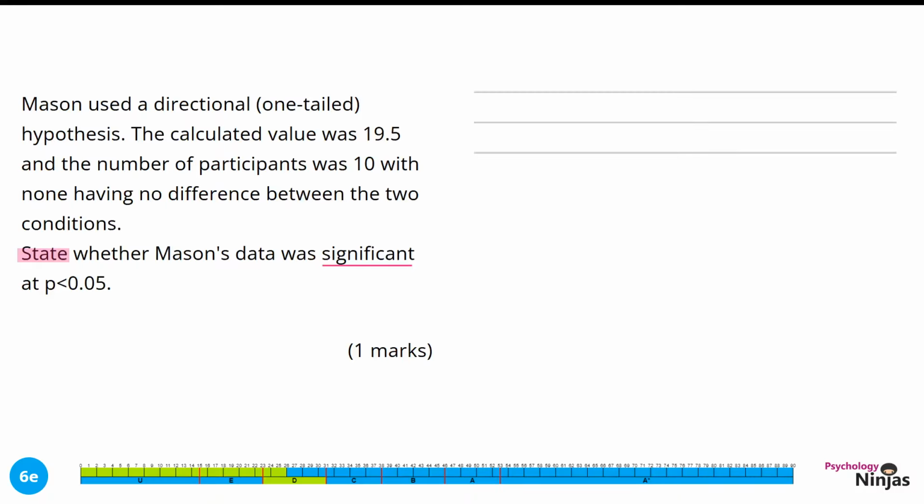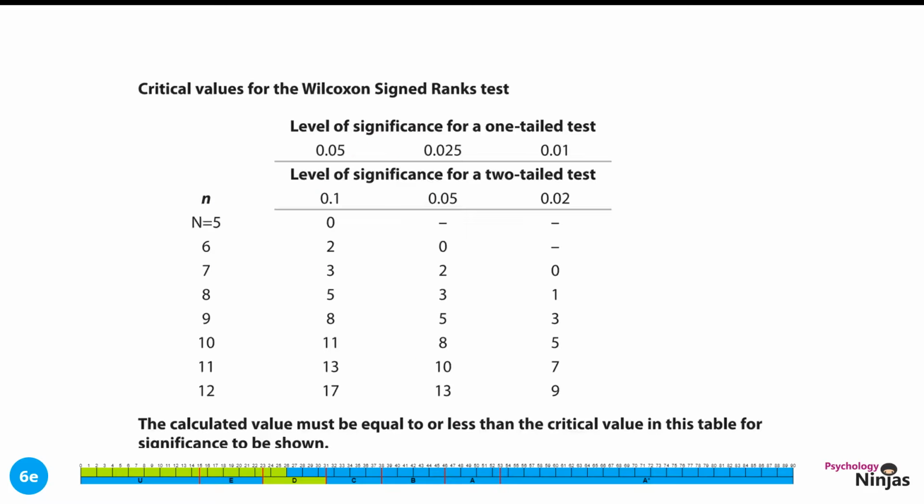There's some key information that we need to transfer from our question to our exam booklet and to interpret our data. We need to know that we've got a directional hypothesis and the number of participants in our study, which is 10. We're then going to find the critical values table, and for this we're looking at a Wilcoxon t-test as we've already calculated this value.